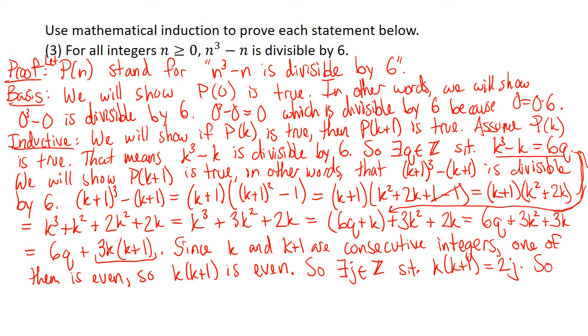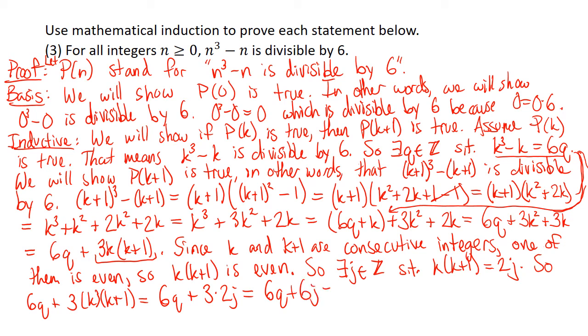And so what I have is 6q plus 3k times k plus 1 is equal to 6q plus 3 times 2j. So that's 6q plus 6j. So now I can really see that this is divisible by 6 because it's 6 times q plus j. Okay, so since q plus j is an integer, I think that's pretty obvious. I defined q and j as both being integers.